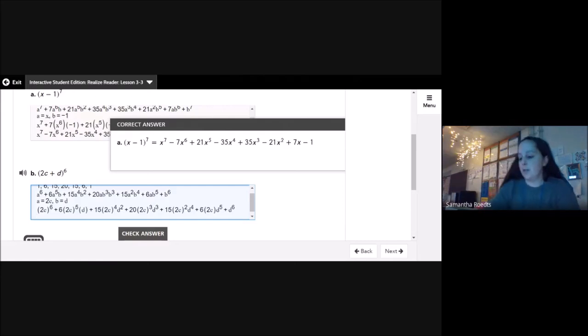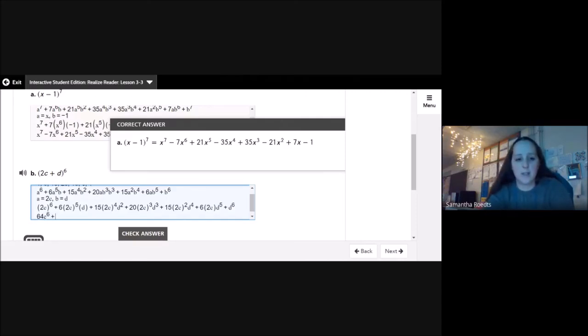Okay, when I multiply this through, 2 to the 6th is 64, so I have 64c to the 6th plus 2 to the 5th is 32 times 6, which is 192 c to the 5th d, plus 2 to the 4th is 16 times 15, which is 240 c to the 4th d squared, plus 2 cubed is 8 times 20 is 160 c cubed d cubed, plus 2 squared is 4 times 15 is 60 c squared d to the 4th, plus 6 times 2 is 12 c d to the 5th plus d to the 6th.